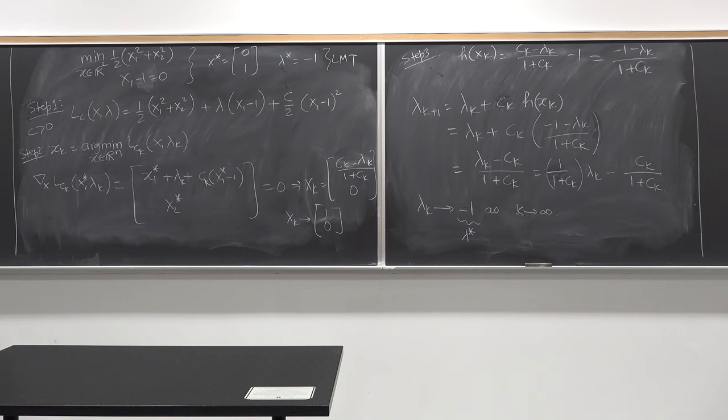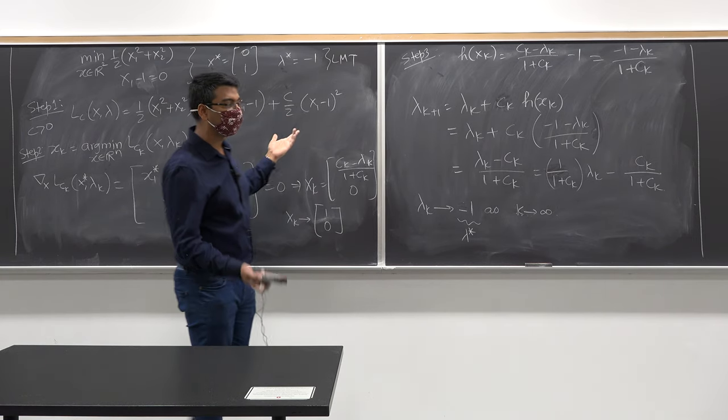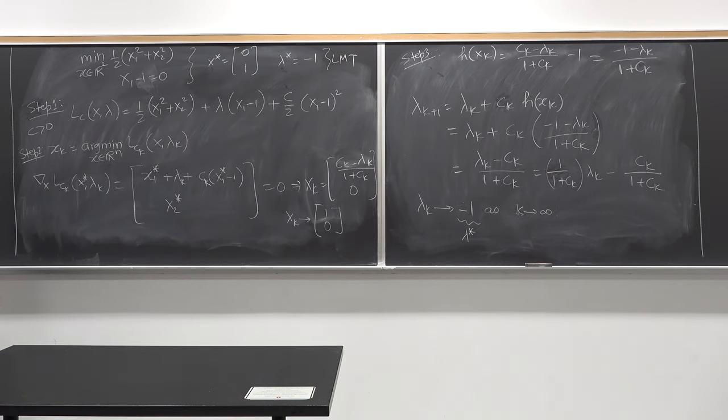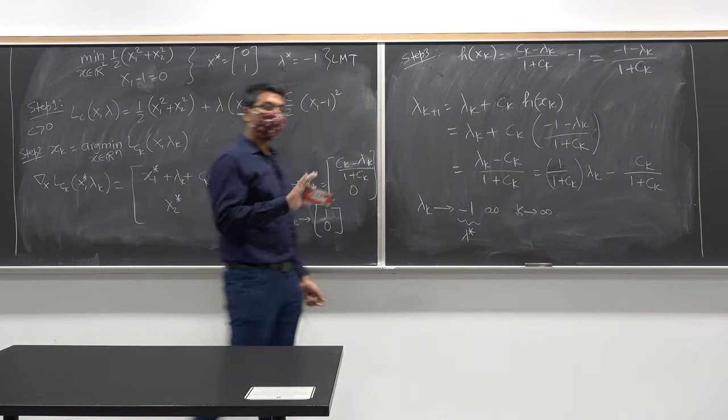Okay, everyone happy with this example? So what we have seen is that the method of multipliers is correct. It has to be. It converges. In the convex case, it converges to the optimal solution. And this is a convex problem. Now, that was one part of the story.